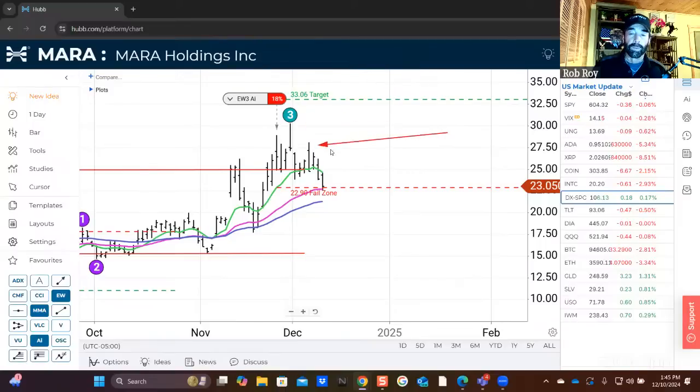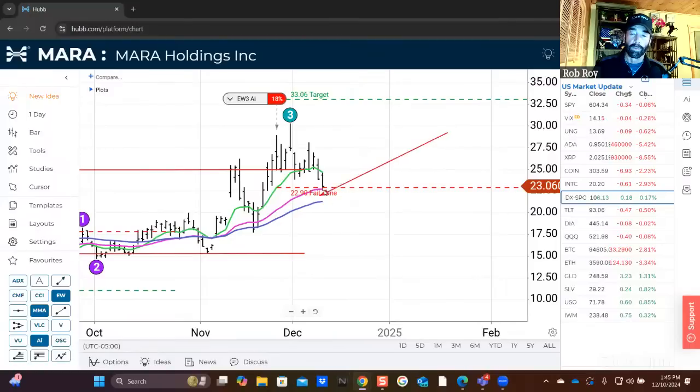But this one, as far as when it came out, was an opportunity to fade back down and trade this one to the downside. So we had our big upward move that we did a couple of weeks ago, and then it shows up as an AI signal, and then the reversal occurs and it moves down.